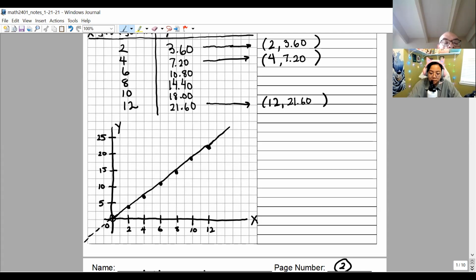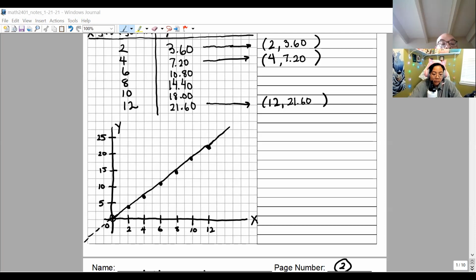So why is it not appropriate to draw this straight line continuing down here to the left? Because neither cost nor the amount of gas can go into the negatives. Yeah, that's right. You can't purchase a negative amount of gas, right? So it really doesn't make sense to extend this relation, this line over here, to the left.